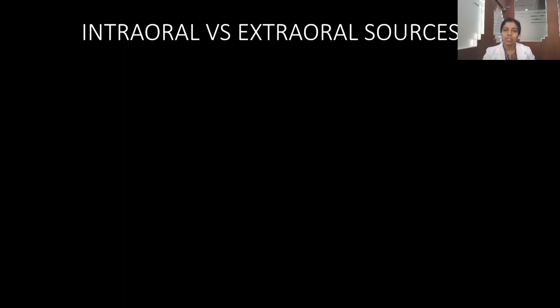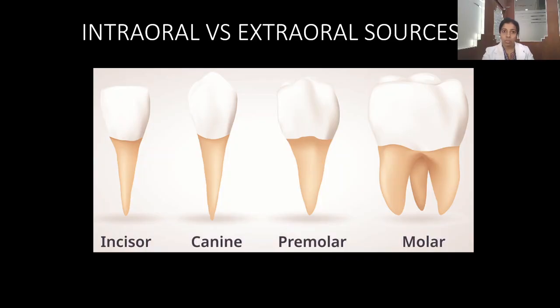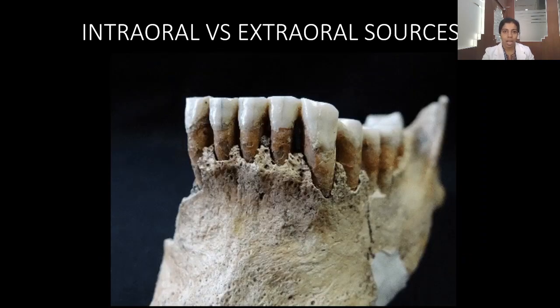So, what is the basic difference between the intraoral and extraoral sources? As the word itself suggests, intraoral means the anchorage unit is present within the oral cavity, and extraoral when the anchorage is derived from any source outside the oral cavity. So, what are the intraoral sources? The first thing is the teeth. Any teeth, be it incisor, canine, premolar, molar, depending upon the type of tooth movement required, can be an anchorage unit. So we can consider the teeth as the intraoral anchorage unit.